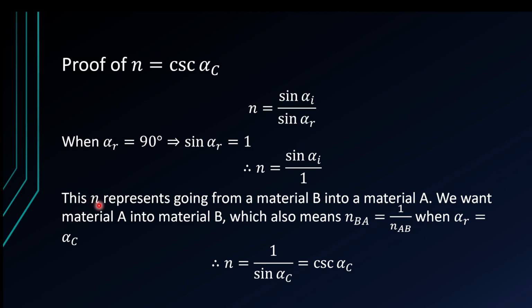However, that is actually going the other way round. So it represents going from material B into material A. So as I said, it's going the wrong way around. A way to circumvent that is by saying that the index of refraction from B to A is the same as 1 divided by the index of refraction from A to B, because they'll essentially cancel each other out. So when we know that alpha r is alpha c, we then just get the index of refraction is just flipping this. You get 1 over sine of alpha c, which is the cosecant of alpha c.